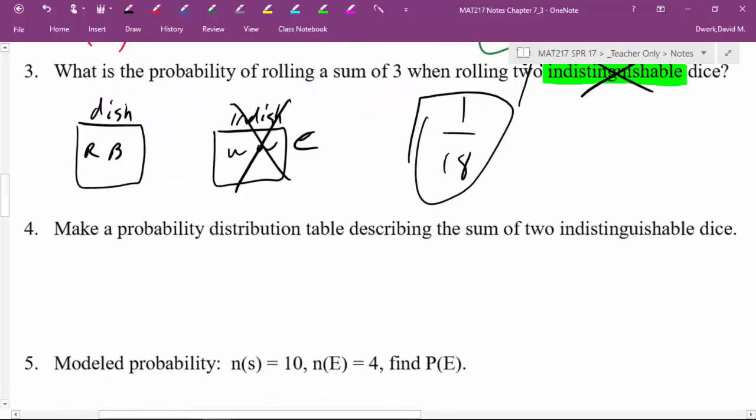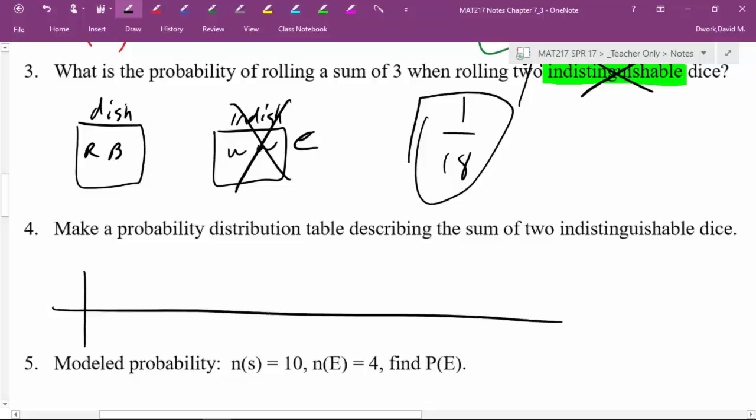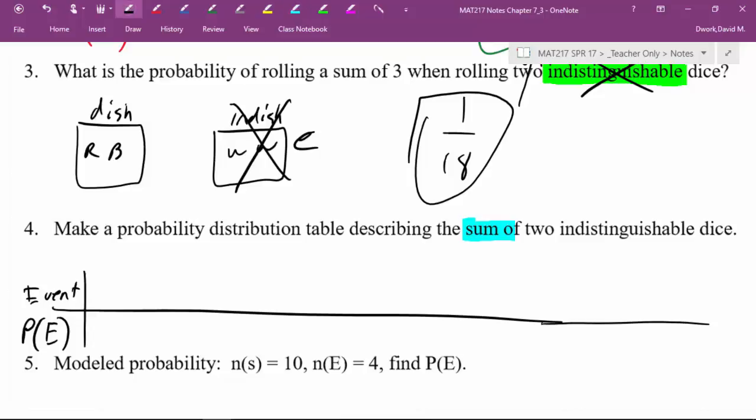Okay. So now let's make a probability distribution table describing the sum of 2 indistinguishable dice. All right. So here we go. What are the events and what is the probability of said event? All right, so if we're doing the sum of the 2 dice, the sum, what is that? What are my possible outcomes? I have to list all of them.